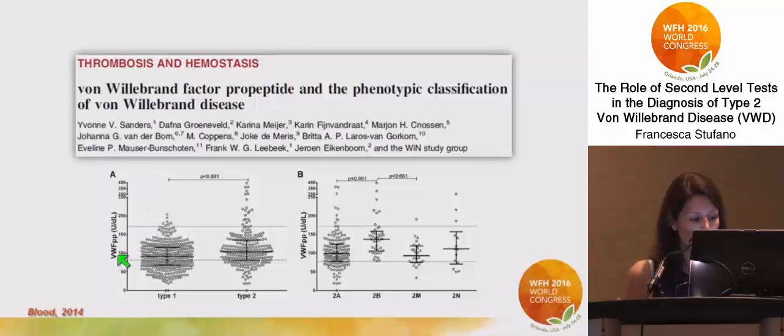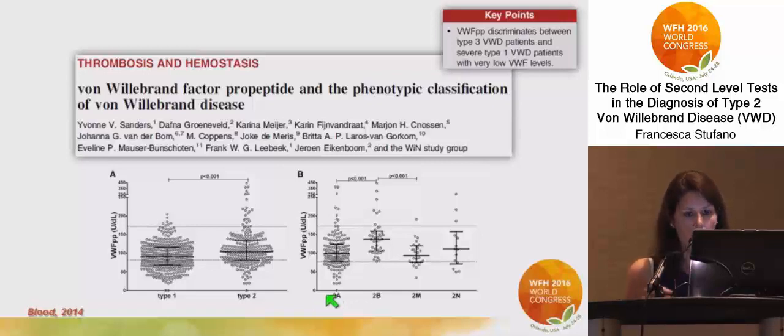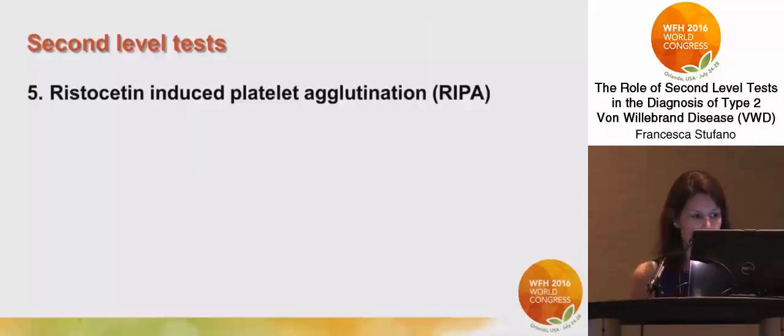These authors reported the measurement of von Willebrand factor propeptide in type 1 and type 2 patients, and also in variants of von Willebrand disease type 2. The key point of this paper was that propeptide discriminates between type 3 von Willebrand disease patients and severe type 1, with very low von Willebrand factor levels.